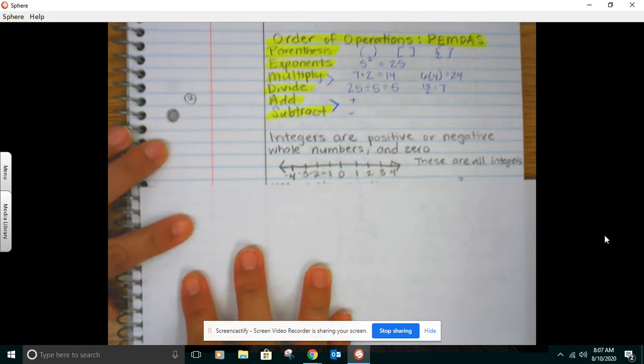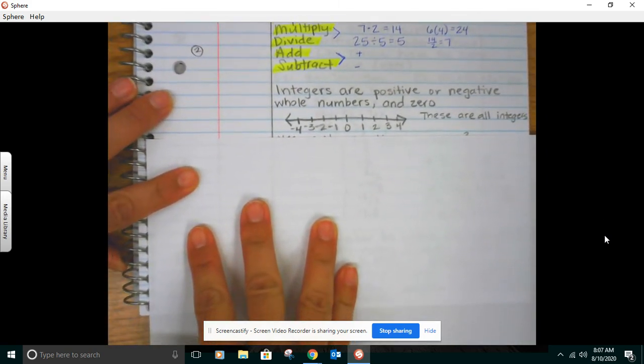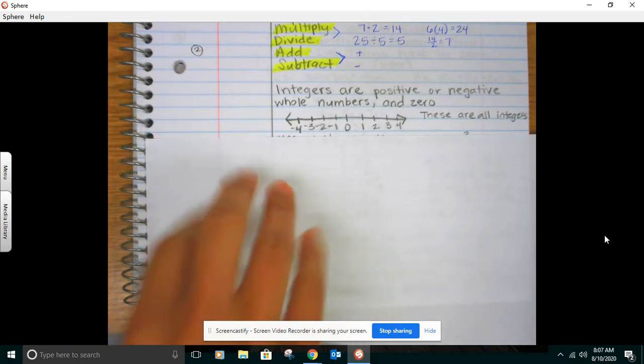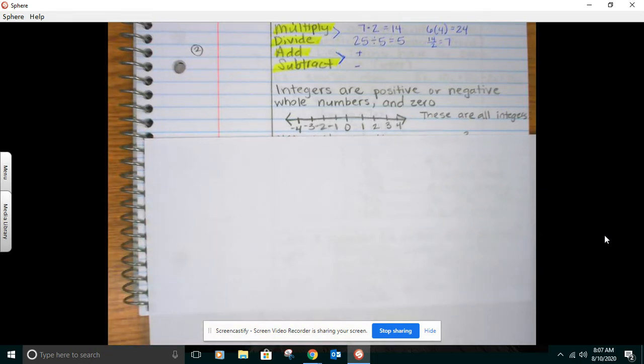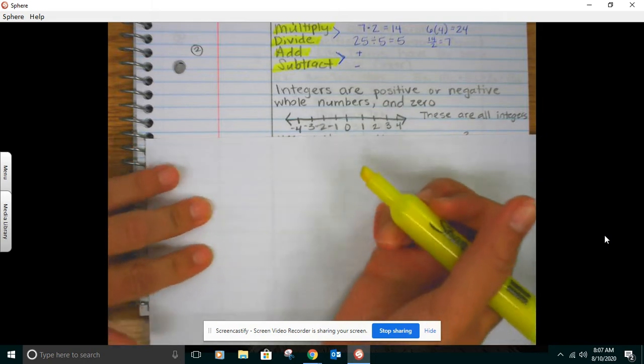So I wanted to talk a little bit about integers. And by the way, this is all based off of your assignment number 1 in ALEKS, when we do our ALEKS assignment. It'll have some questions in that assignment about integers.